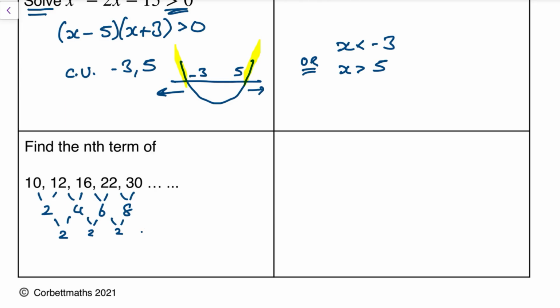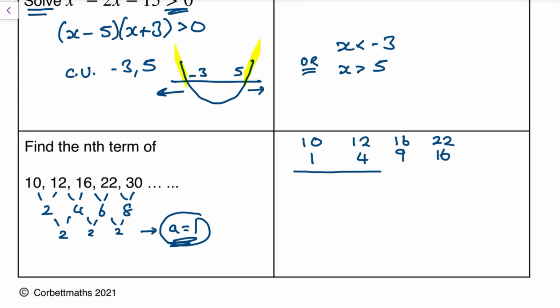The way that I tend to do it, because I just think it's a bit safer, is I would say that if the second difference is 2, that means my a term is 1. And then what I'm going to do is I'm going to write my sequence down. So 10, 12, 16, 22. And then I'm going to do one lot of n squared underneath. So in other words, 1, 4, 9, 16. Had that number been here being 2, I would have done 2 lots of n squared. Then I'm going to take these 2 terms away. So if I take them away, that's going to give me 9, 8, oh, that's quite nice, 7 and 6.